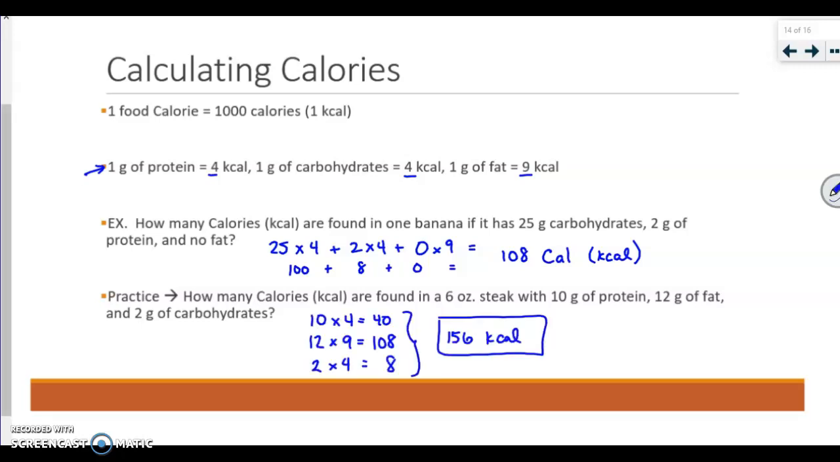Please check your answer. You should have come up with about 156 kilocalories: 10 times 4 for protein, 12 times 9 for fat, and 2 times 4 for carbs. Let's move on.